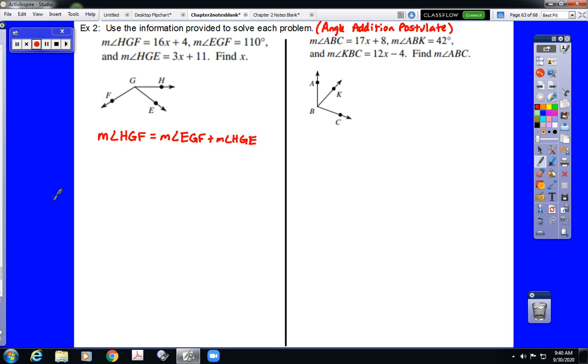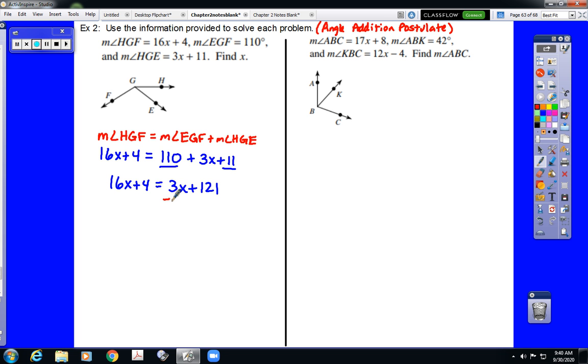Now from there, we're doing the same thing we did on the previous page. We're plugging in these values that are given in the problem. So the measure of angle HGF is 16x plus 4. The measure of angle EGF is 110. And the measure of HGE is 3x plus 11. Once we plug those in, we're solving that equation for x. So we have 16x plus 4 equals 3x plus 121, because 110 and 11 get combined as like terms.